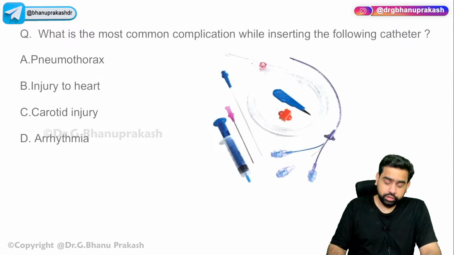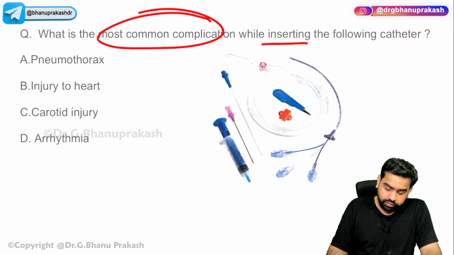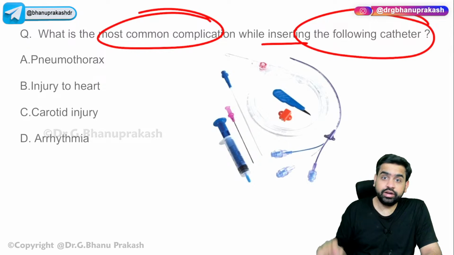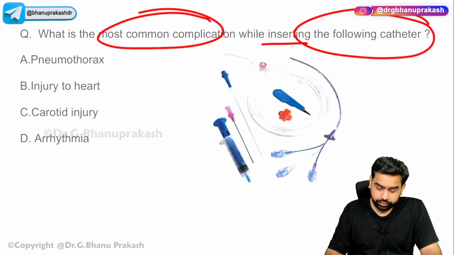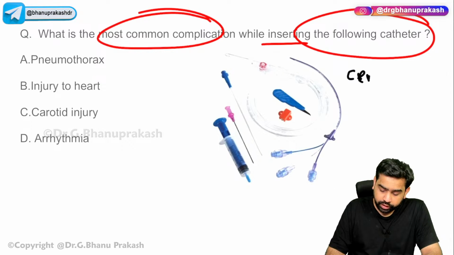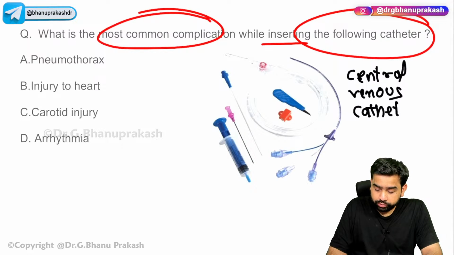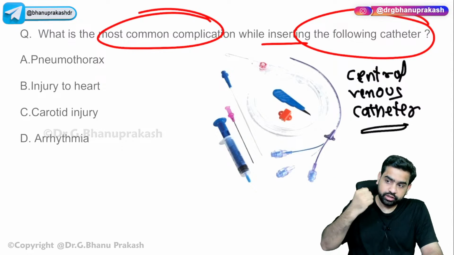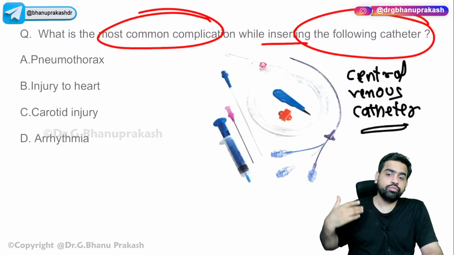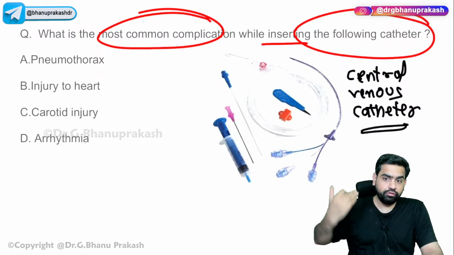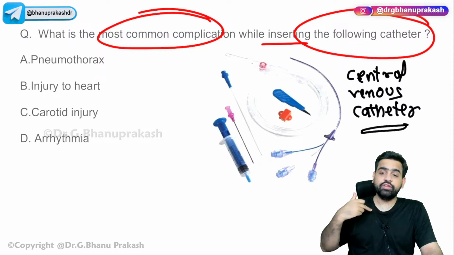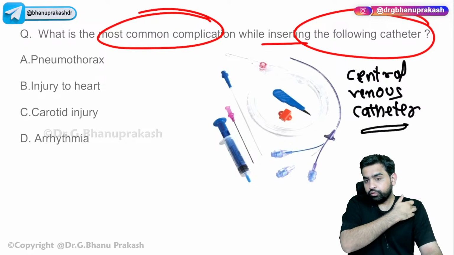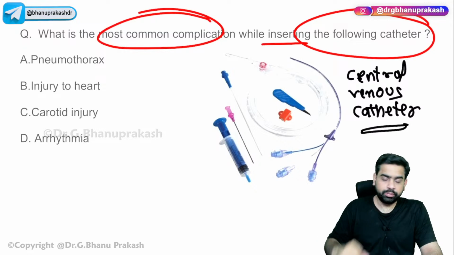Now, what is the most common complication while inserting this particular catheter? What you are seeing on the screen is a central venous catheter. Nowadays many times it is put under ultrasound guidance, but during our residency we used to put this blind. Just below the clavicle, we used to aim towards the tip of the opposite shoulder, and then put this central line.